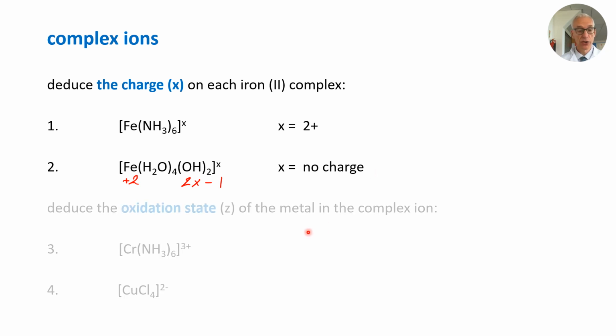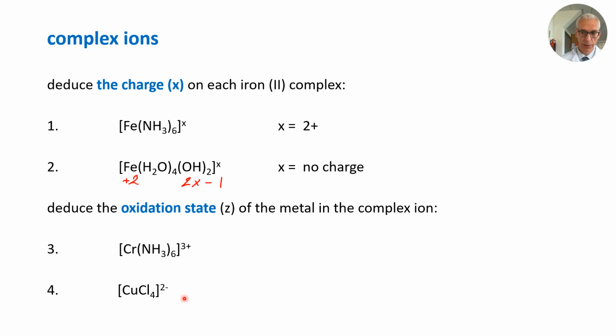Okay, so let's move on to a different type of problem. Deduce the oxidation state of the metal in the complex ion. So we've got chromium and 6 ammonias in a 3+ complex. What must be the oxidation state of the chromium, and similarly for the copper? Pause, work it out, come back.